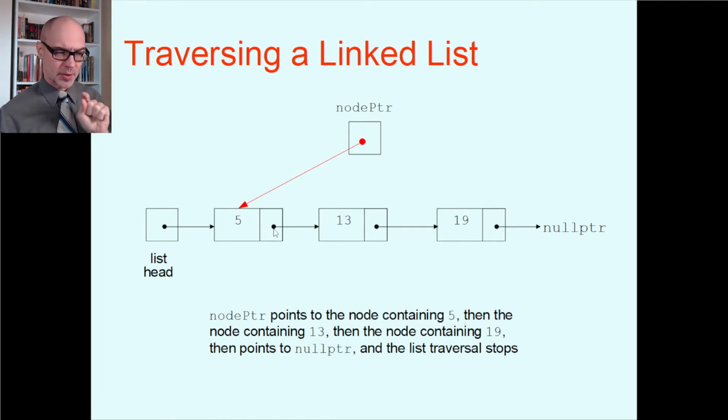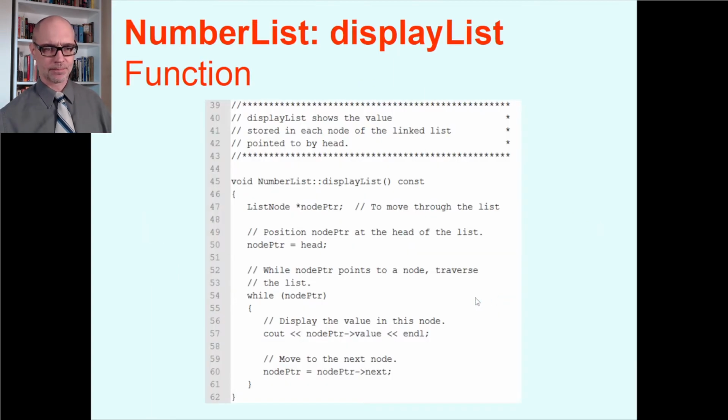Then whatever the address is in this next pointer, you copy that into node pointer, and now effectively node pointer is telling you where the 13 is in the memory system. So deal with the 13, copy this address into node pointer. Now you're looking at where the 19 is. Deal with that, copy this address into node pointer, and now node pointer is holding null pointer, and that's what's going to get you out of the while loop. So hopefully you get a visual sense of how that's going to work. Let's look at the actual code here.